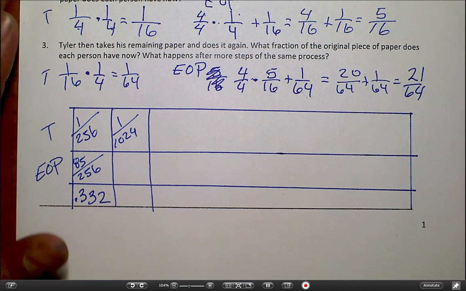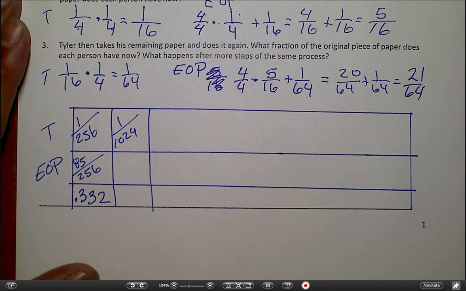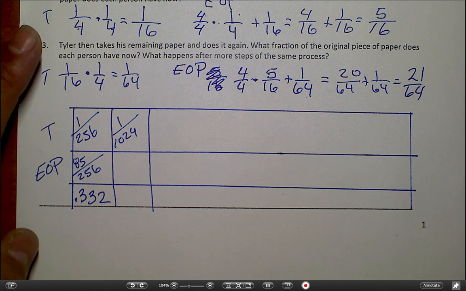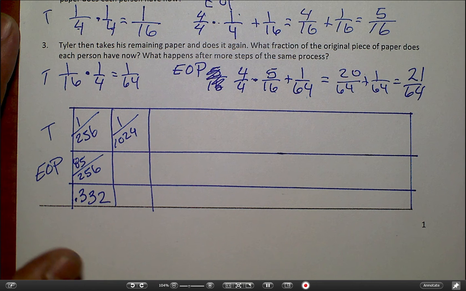Now, since Tyler did that again, what are we going to do? Since he's given it away, he's giving it away, right? So I add it to what? To the 85 over 256, right? So I'm going to add it to the 85 over 256. Yes. So I'm just going to hit add it to.